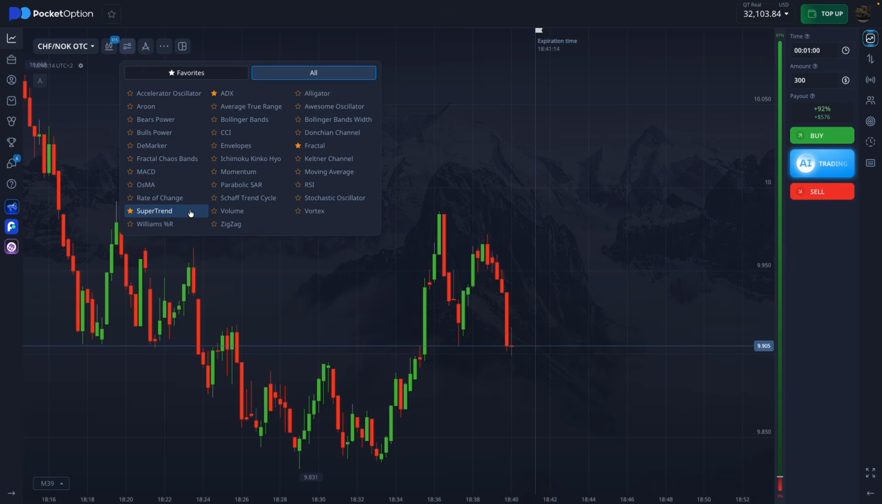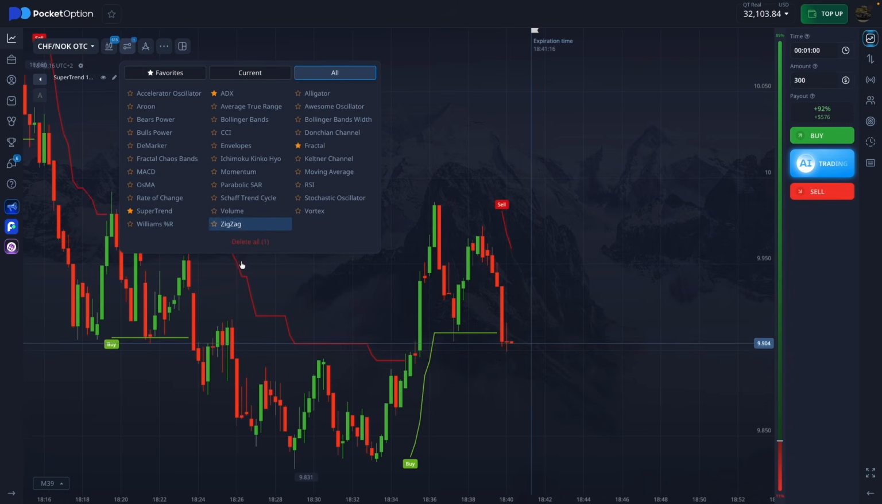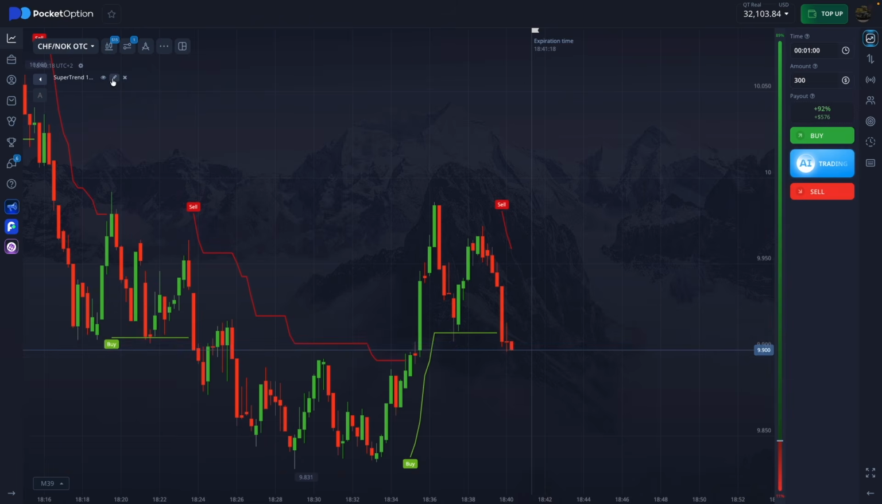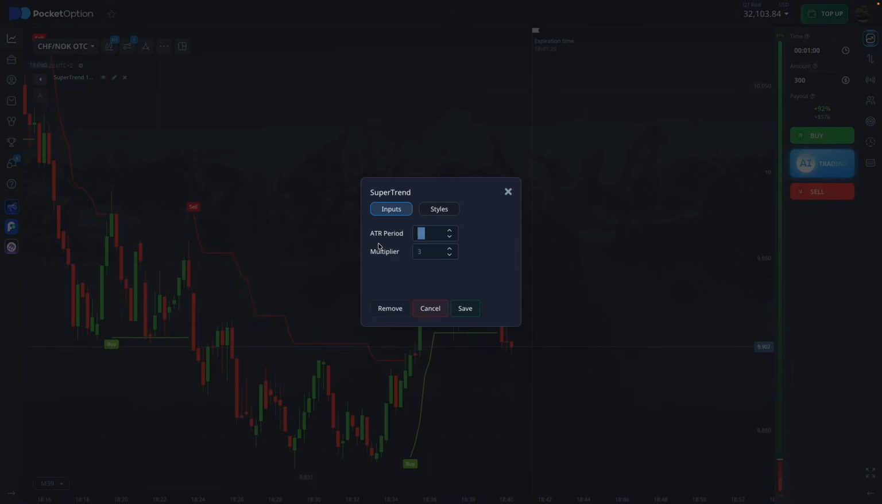The first indicator I will use today is Supertrend. I add this indicator to the chart, then go to the settings. Here, I increase the period to 12. In the second field, I enter the value 1.8. I don't change anything in the styles and just click the Save button.